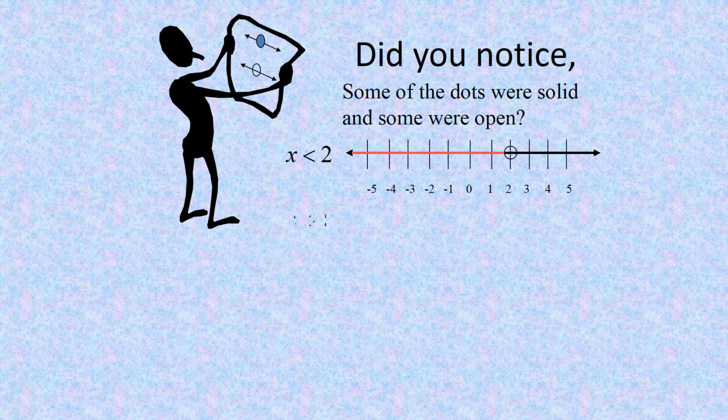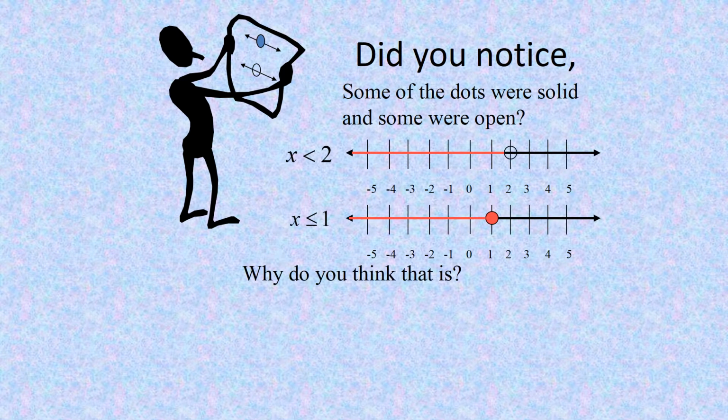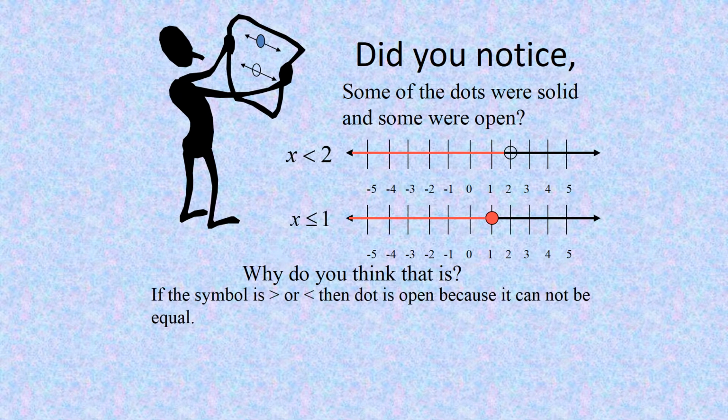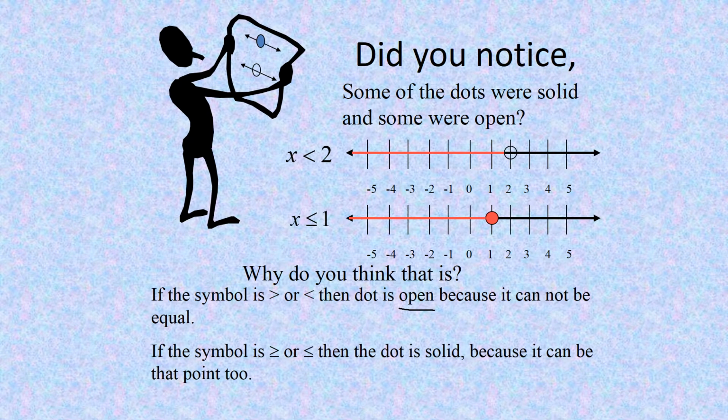Now, did you notice some of the dots were solid and some of them were open? Why do you think that is? If the symbol is greater than or less than, then the dot is open because it cannot be equal to that number. Doesn't include it. However, if you have greater than or equal to, less than or equal to, the dot is solid because it includes that number. This is really important, so I would put a star next to that.